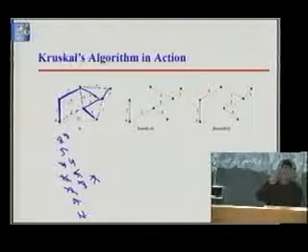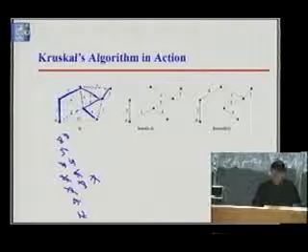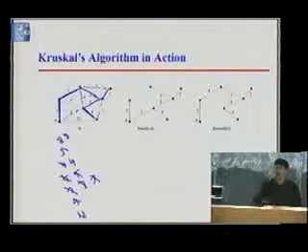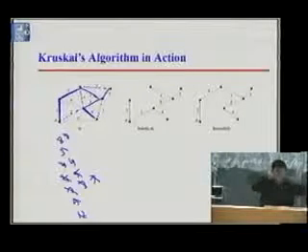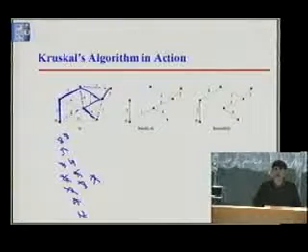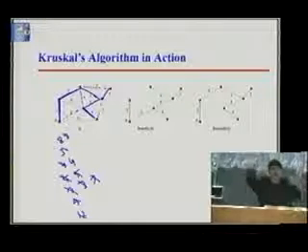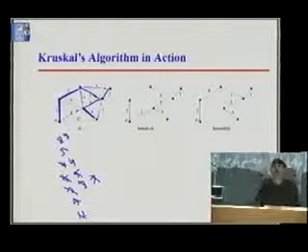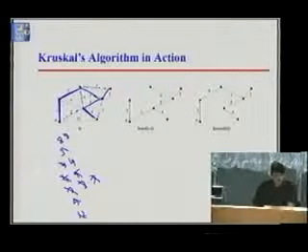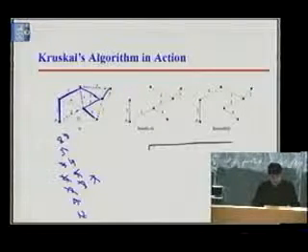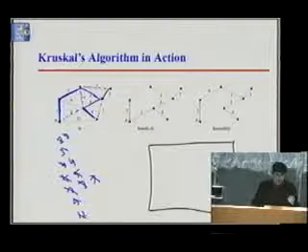So I'm going to keep adding edges from cheapest to most expensive, provided I have not created a cycle. Okay? So instead of starting from a tree and growing out, I'm going to pick something here and here and here and sort of percolate it up. Any questions?